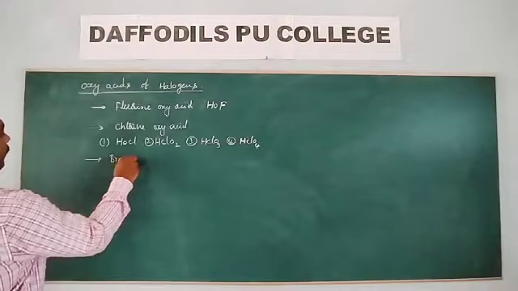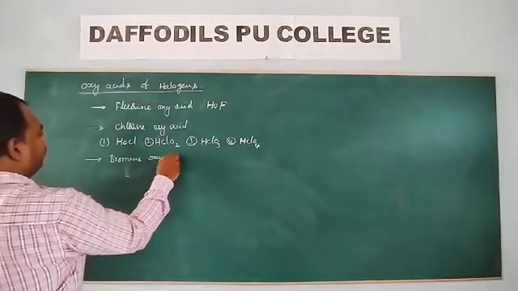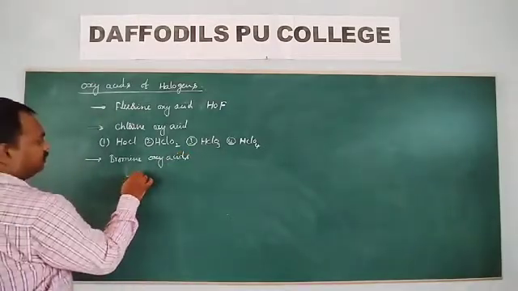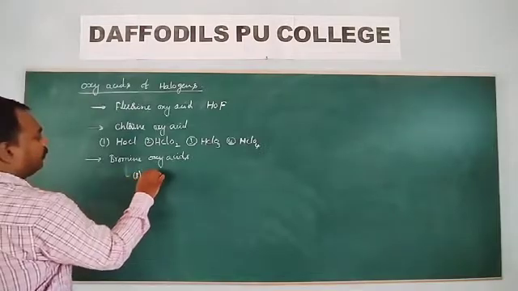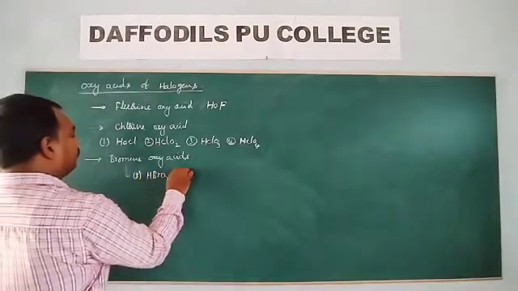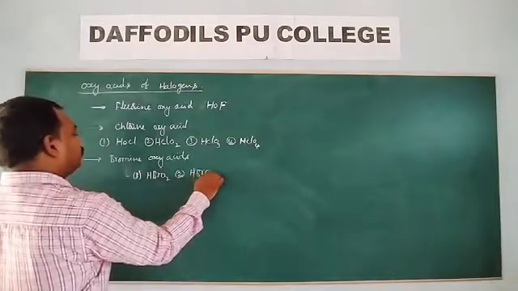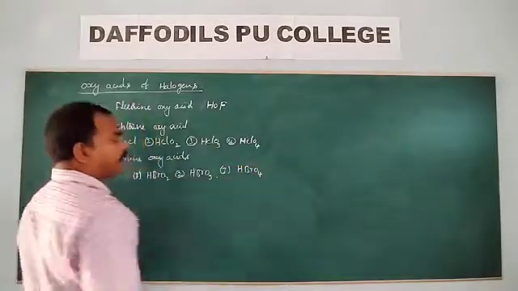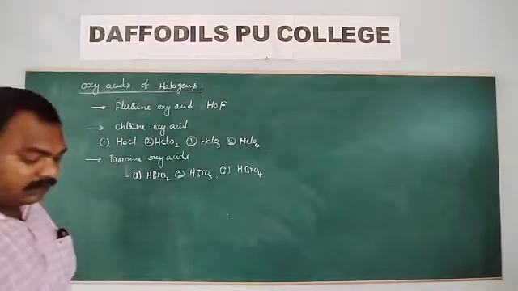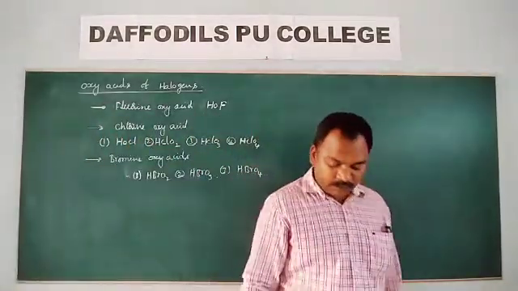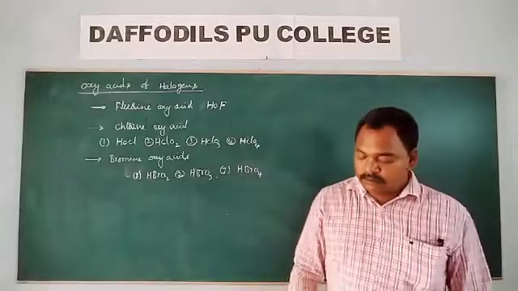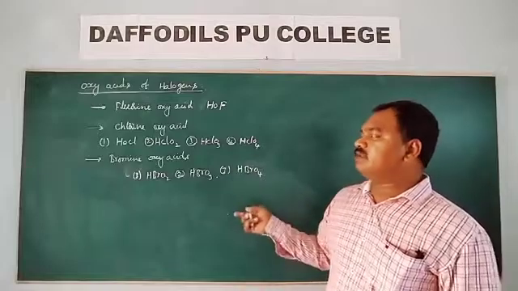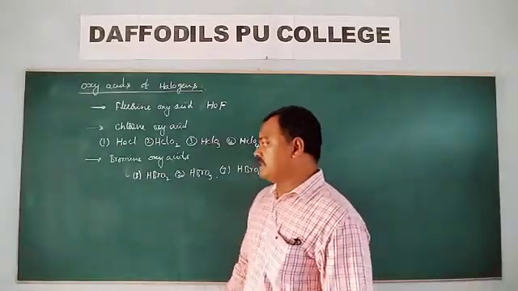Bromine oxyacids. Bromine forms three oxyacids: HBrO2, HBrO3 and HBrO4. Iodine also forms three oxyacids. Right? So like that, different halogens form different kinds of oxyacids.